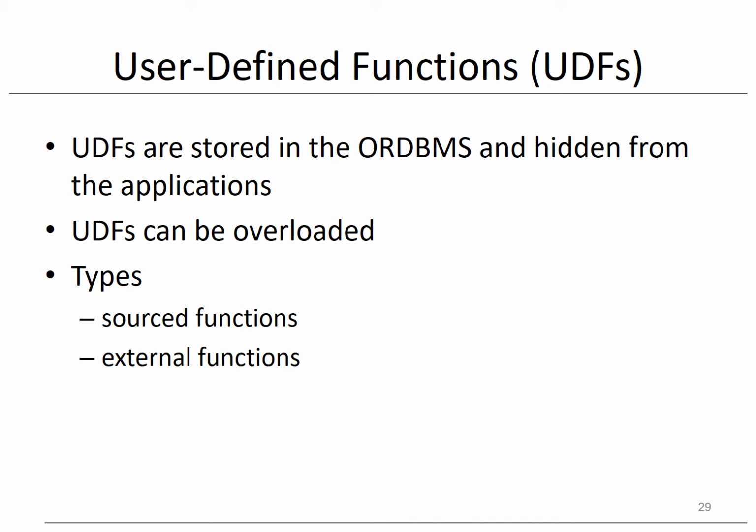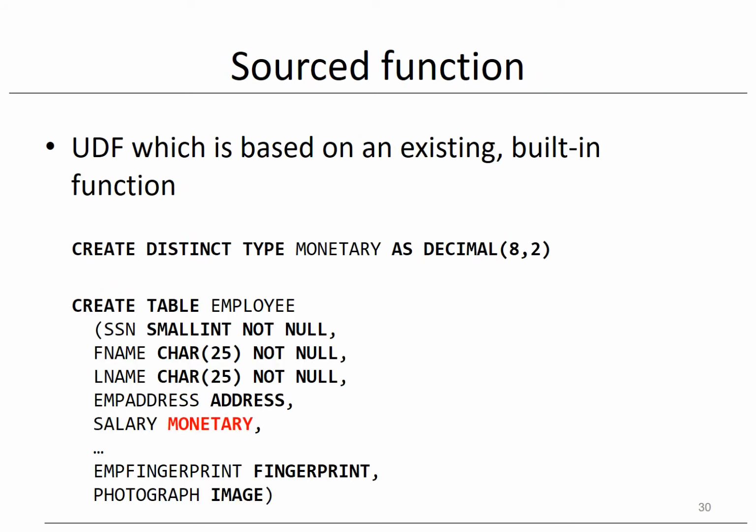Two types of UDFs can be distinguished: sourced functions and external functions. A sourced function is a UDF which is based on an existing built-in function. They are often used in combination with distinct data types. Assume we define the distinct data type monetary as illustrated here. We can then use it in our employee table as shown.